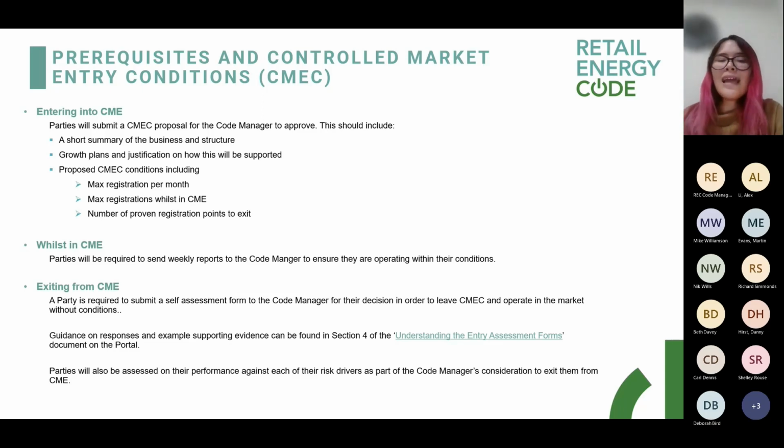For example, if you're only expecting to register 10 different points in year one, we would not consider a maximum registration of 10,000 points per month as being appropriate in nature. We may also propose slightly different conditions based on your initial proposal. For example, we might just make some tweaks, and we also might propose things like a minimum length of time in CME of 6 months or 12 months, depending.